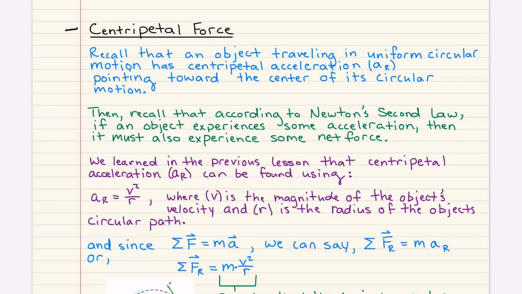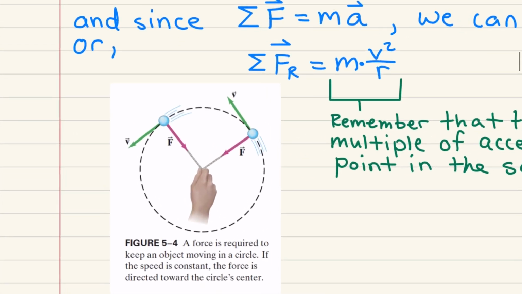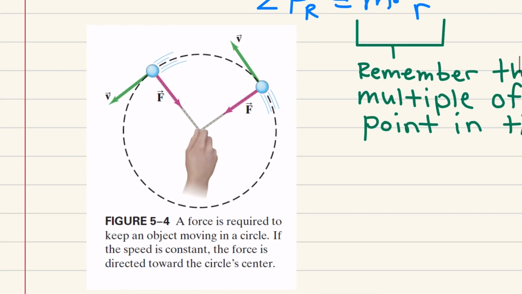It might be tension in a string, it might be gravity, but that centripetal force must be applied by something. We learned in the previous lesson that centripetal acceleration can be found using the expression v squared over r. In this case, v is the magnitude of the object's linear velocity, and r is the radius of the object's circular path. When I say linear velocity, I mean that an object moving in uniform circular motion has some linear velocity that is tangential to the circular motion.